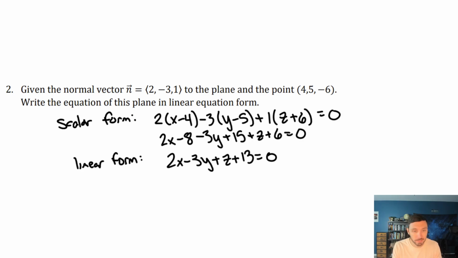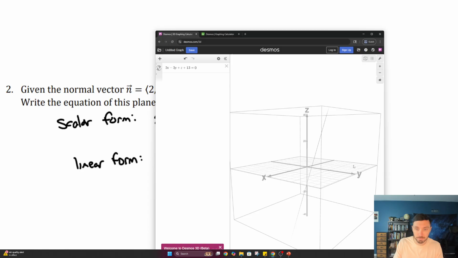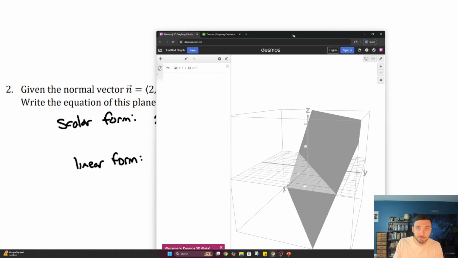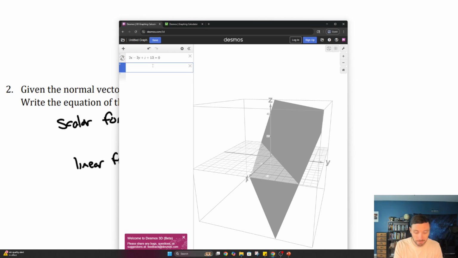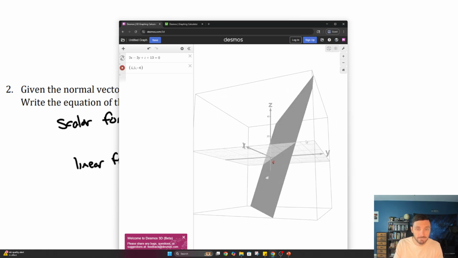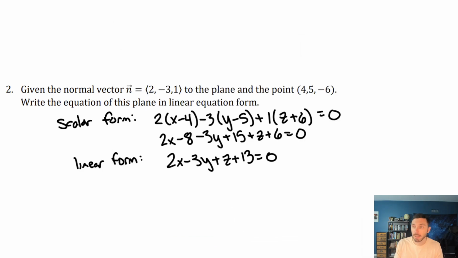So 2x minus 3y plus z plus 13 is equal to 0. Here we go. So this is the plane this time around. We have a z component, so there is some change in z. And then if I were to plot the point 4, 5, negative 6, it should exist on the plane. 4, 5, negative 6. Oh, that's not that. There we go. Looking good. All right, round 3.